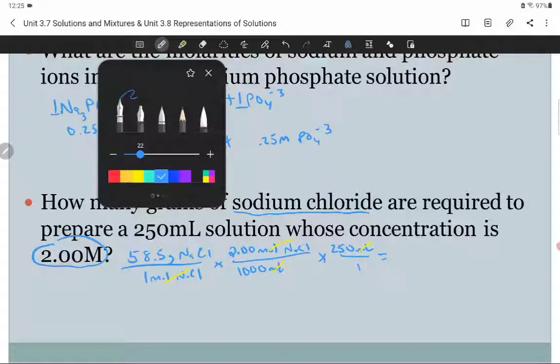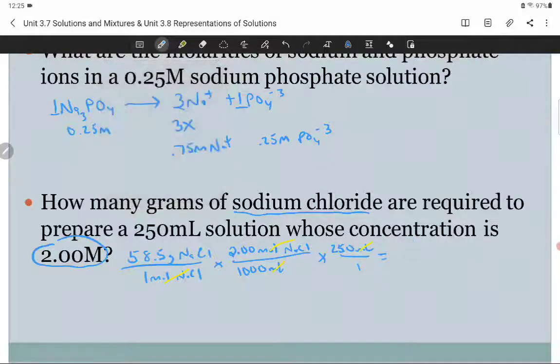So when you multiply and divide everything out there, we're going to get 29.3 grams of NaCl would be required. Okay.